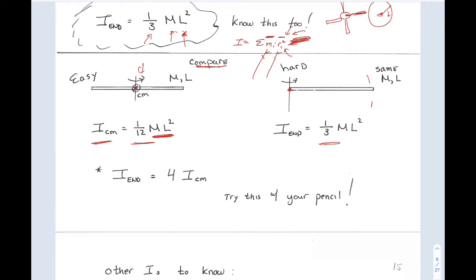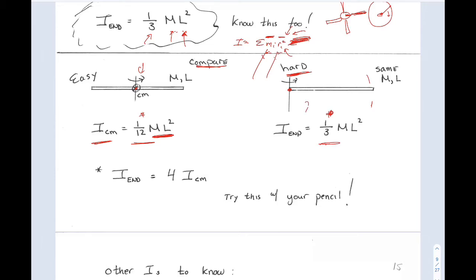Which one goes with which? Well, the 1/3, that number is bigger than a 1/12. 1/3 of a dollar is bigger than 1/12 of a dollar. That's a bigger number, and bigger means bigger moment of inertia. Well, which one's harder to rotate? That one is, because you have so much mass further out from the axis of rotation.